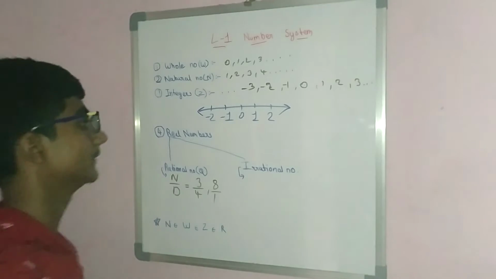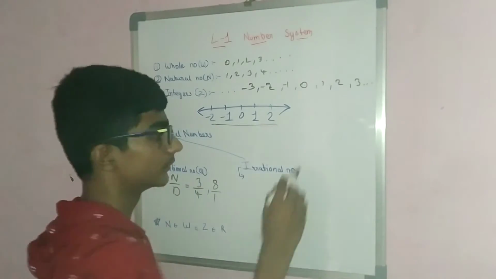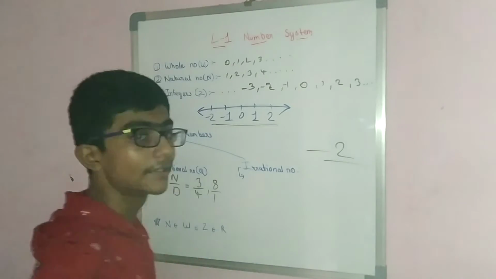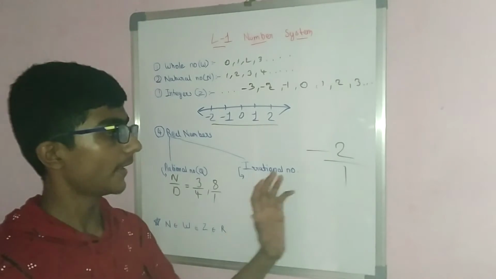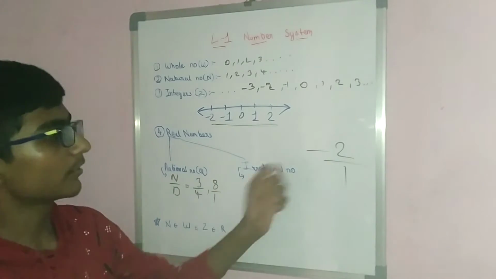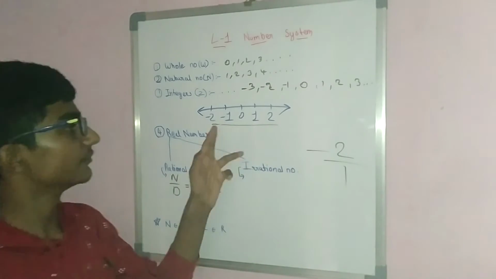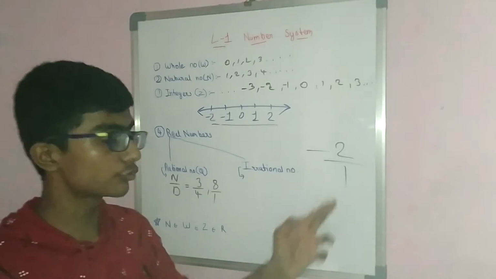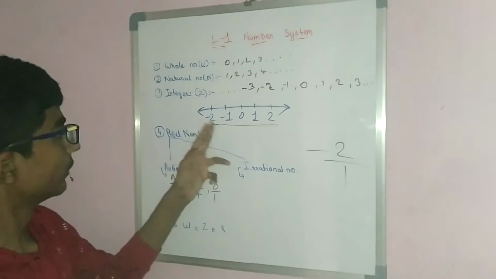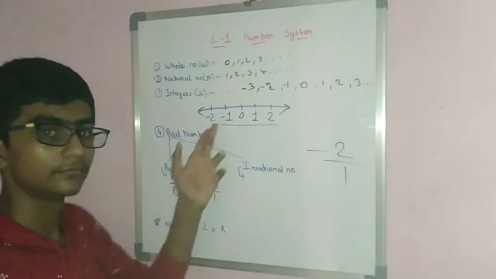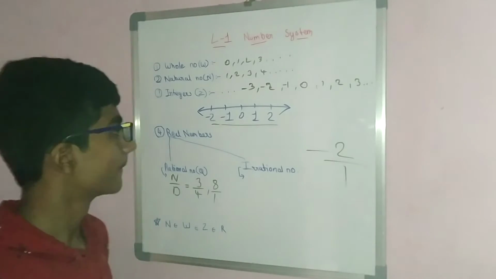I'll tell you one more thing, that any number which does not have a denominator can be written as n upon d. Let's take an example of -2. -2 here does not have a denominator. So we can write -2 as -2 upon 1, and here it's n upon d. So in short we can say that integers are rational numbers.